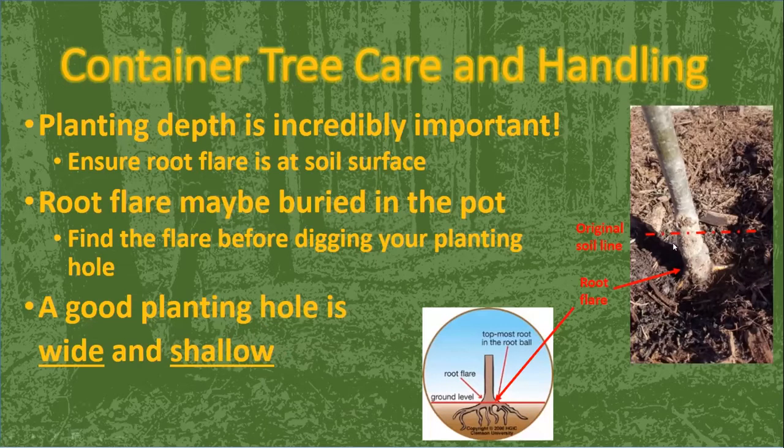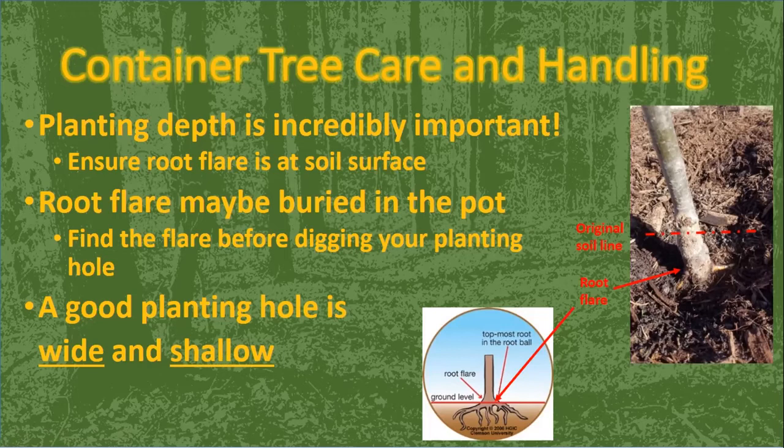And this is an example of a containerized tree that was in the container at about this depth. And before I planted it, I tried to find, again, this root flare structure. So that's what we want at the soil surface. And as I dug down below this, it was about 4 or 5 inches deeper that I actually found this root flare. And that's the case with most containerized plants. A lot of them are in that container a little too deep.